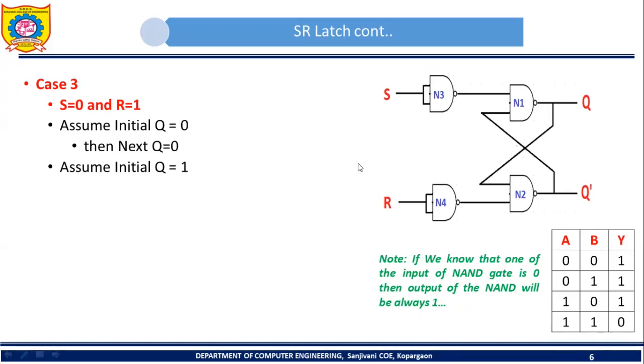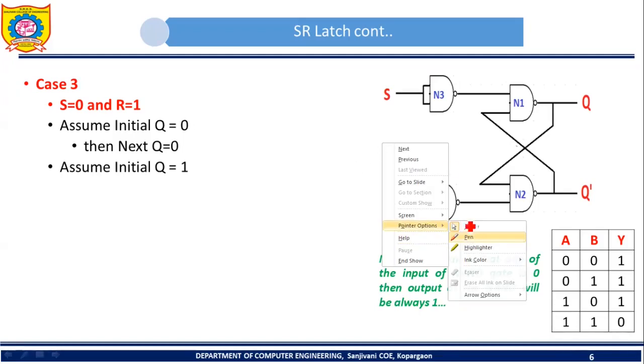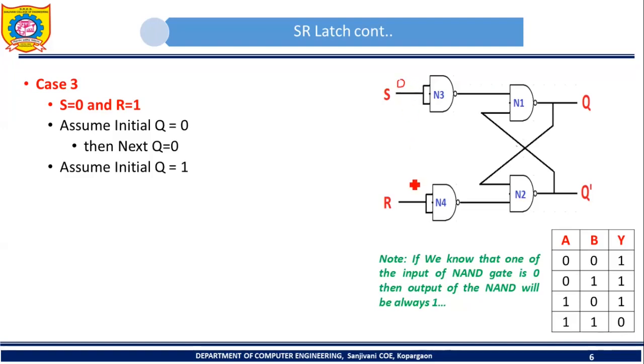Now consider next possibility. Assume that initial Q is 1. So here S is 0, R is 1, and here now we assume that Q is 1. So if initial Q is 1, then let's see what will happen. So here both inputs are 0 0, output will be 1. Here both inputs are 1, output will be 0. So this 0 will become input to N2. This 1 will become input to N1. Then this 1 will become input to N2. Here inputs to N2 are 1 and 0. So what will be the Q prime? So Q prime will be 1.